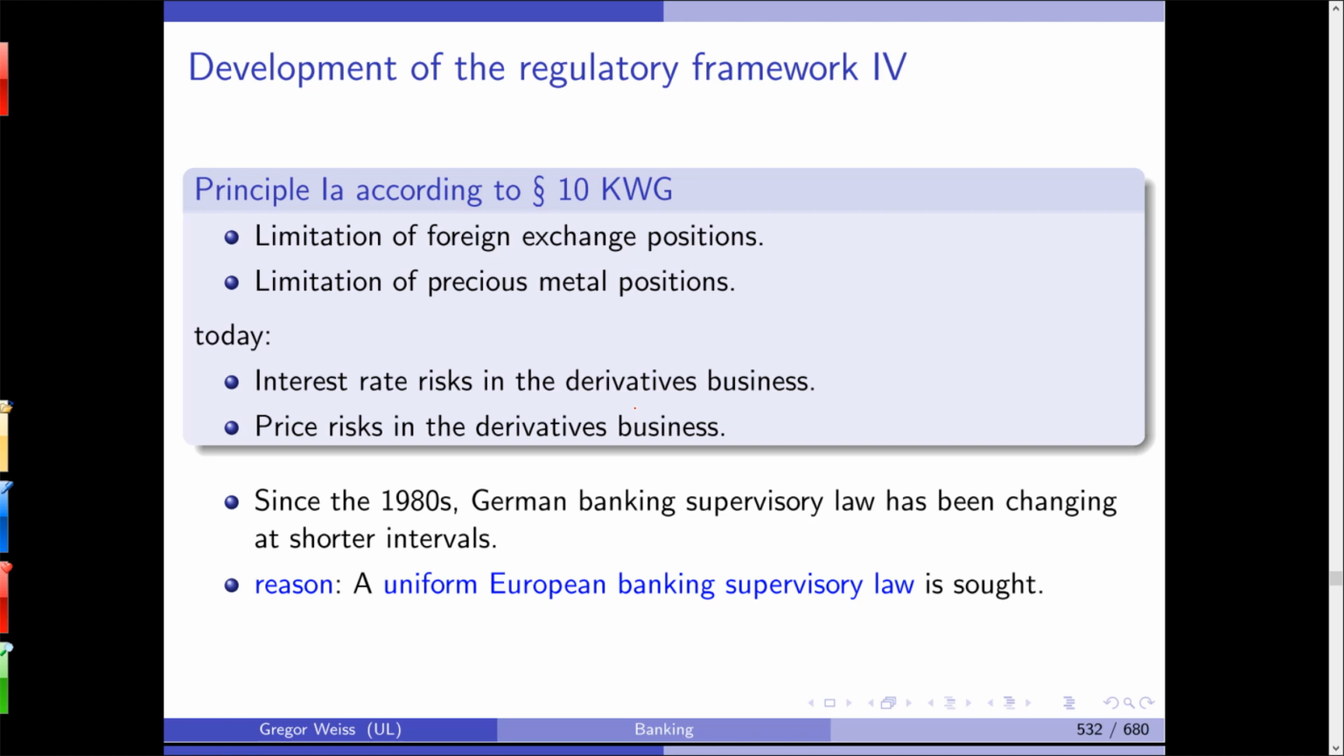And since the 80s, German banking supervisory law has been changing at shorter intervals. Why? Well, because now it's done at a European Union level. It's no longer just national, but it now reflects regulation at the EU level. And this is why almost all German bank acts and regulatory provisions have been changed a lot since at least the financial crisis.